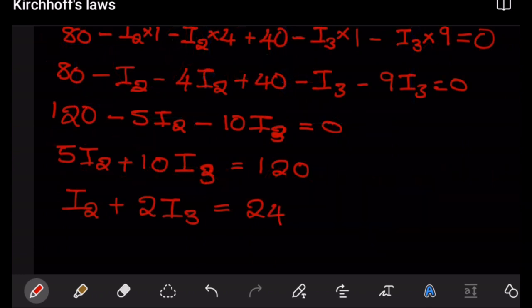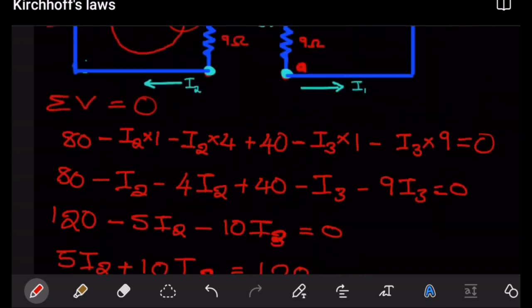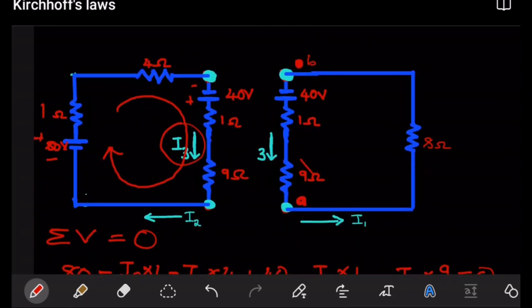So we simplify this a little bit. We now have, okay, so this becomes our second equation. So this is coming from the first loop. Now let's look at the second loop. So for the second loop, this is what we're looking at. So try to see if you can come up with another equation by looking at this loop.